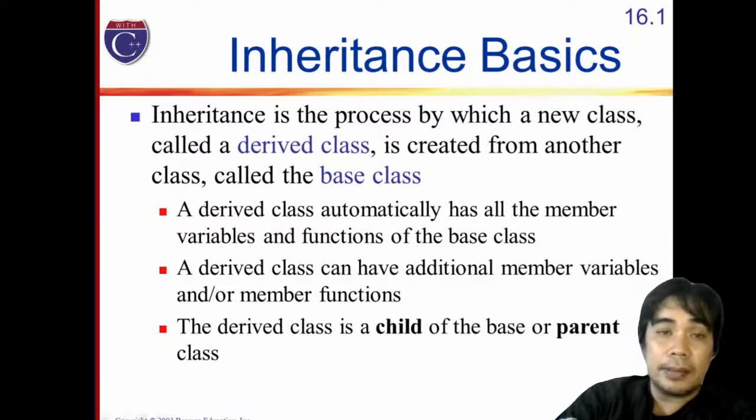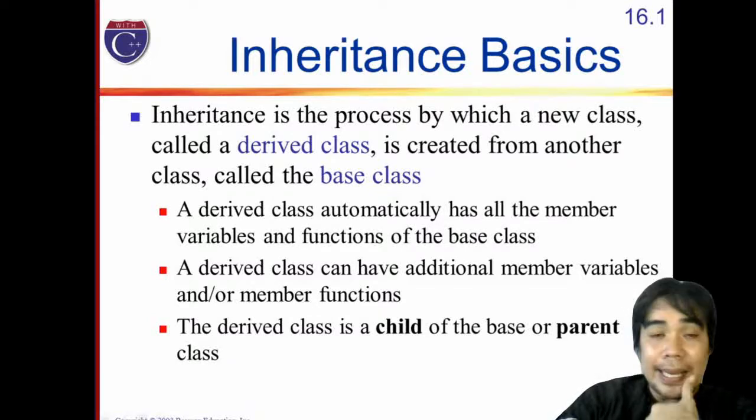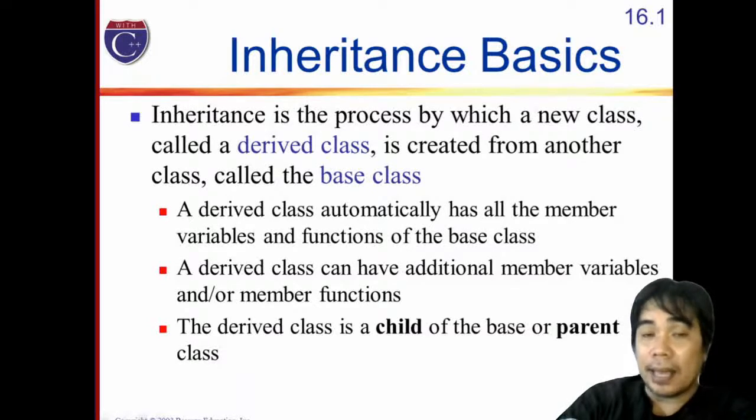Inheritance basics. Inheritance is a process by which a new class, called a derived class, can be created from another class, called the base class. An example is a parent class and a child class. A derived class automatically has all the members, variables, and functions of the base class, for example variables like length, width, or height. A derived class can also have some additional members.